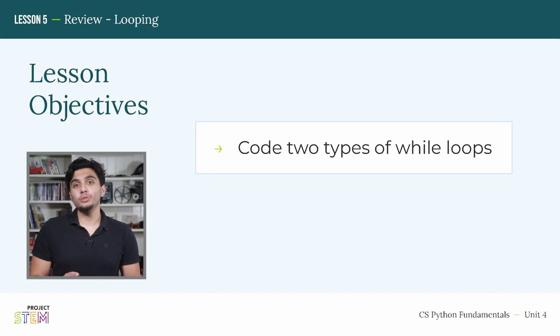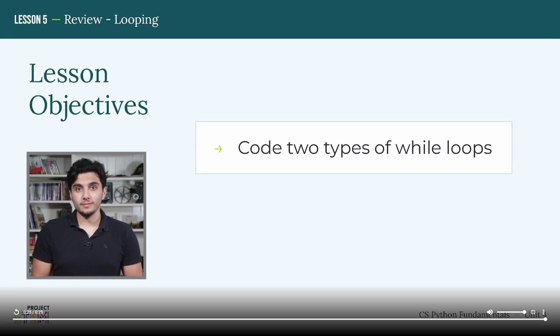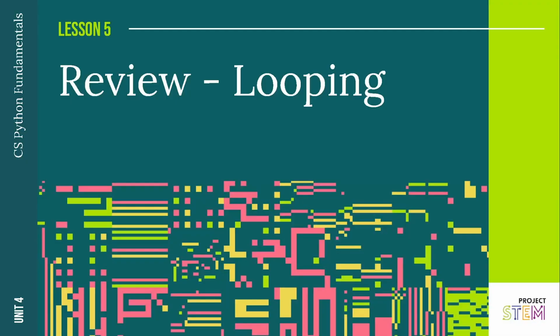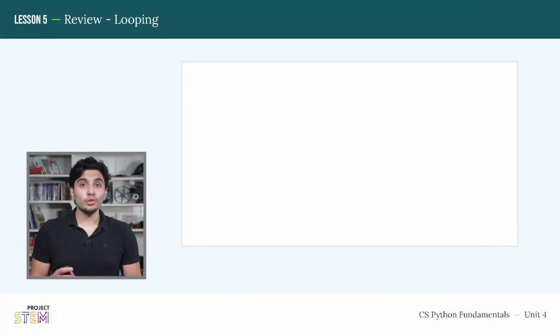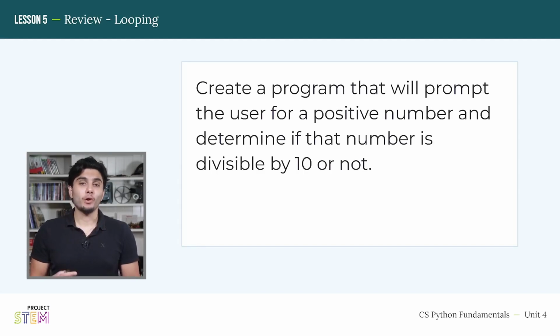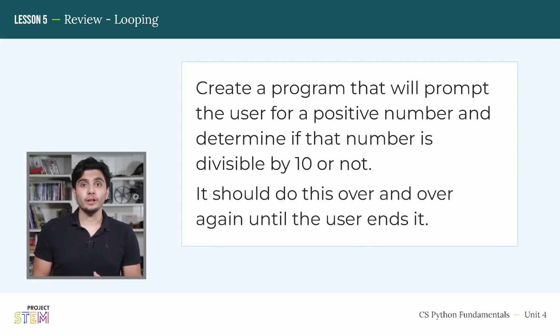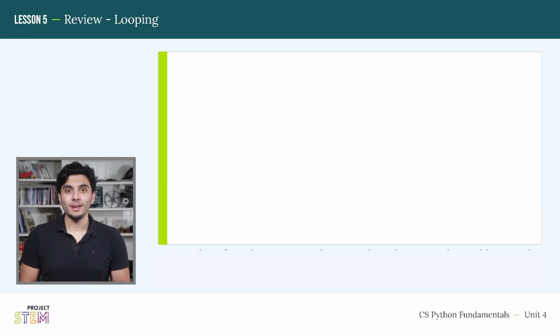Today, we'll code two types of while loops. We're going to go over one example of each type of loop. The first example, let's create a program that will prompt the user for a positive number and determine if that number is divisible by 10 or not. It should do this over and over again until the user ends it. We don't know how many numbers the user will enter, so this will be a user-controlled loop.